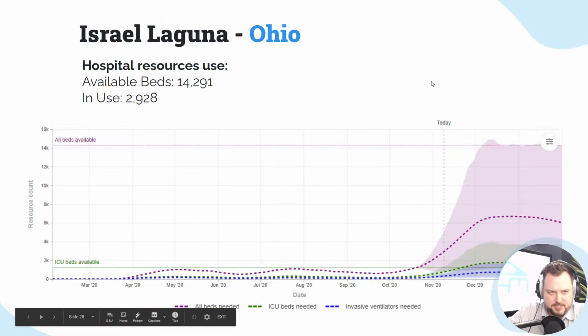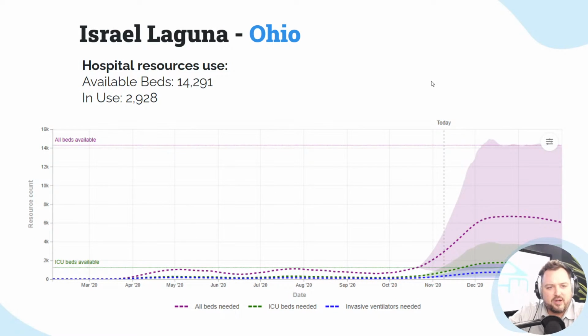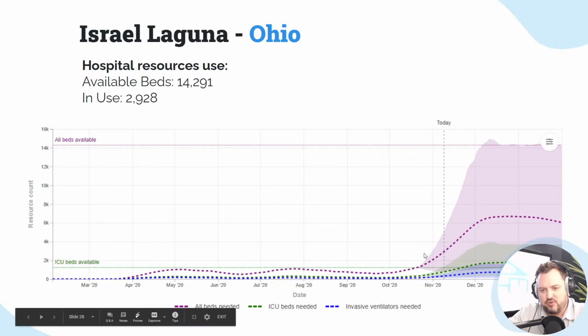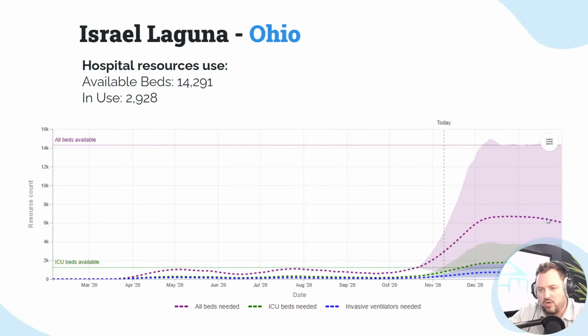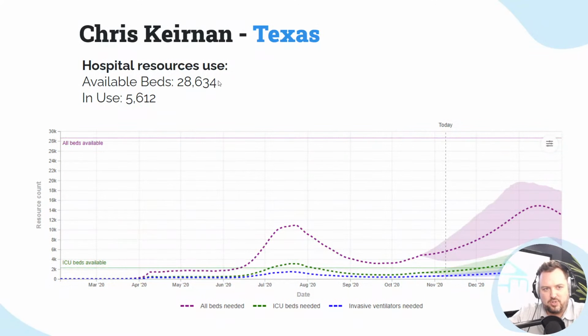I'd be very interested. Israel and Ohio, there's 2,928 beds in use with 14,291. But you can see this is where we're at right now. This is what we see for beds usage, or the prediction is. So you're seeing a severe uptick for what you've seen so far. The prediction is it's going to get worse before it starts getting better. So I think that's something to look at.